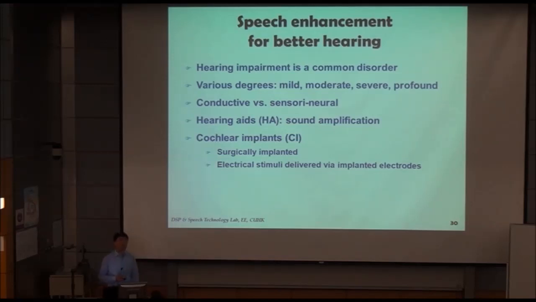But for hearing impairment which involves sensorineural hearing problems, we have to recover the transduction from the acoustic to the neural side. So we have to rebuild this sort of mapping. This kind of device is known as the cochlear implant.